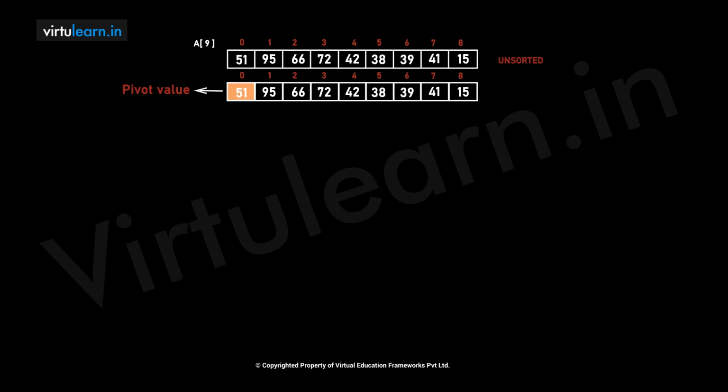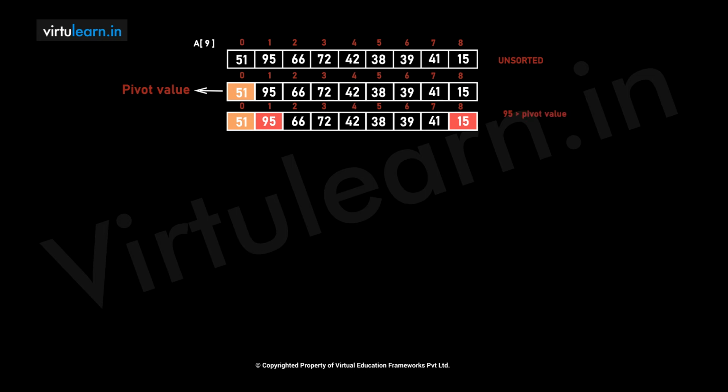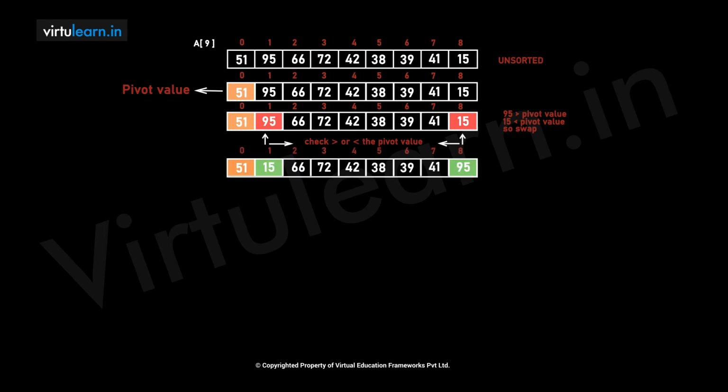Compare the second element, 95, with the pivot value. 95 is greater than the pivot value and the element 15 is less than the pivot value, so check against the pivot value from both ends, that is 95 and 15. If 95 is greater than the pivot value and 15 is less than the pivot value, swap the elements. Now after swapping, the elements are 51, 15, 66, 72, 42, 38, 39, 41, 95.